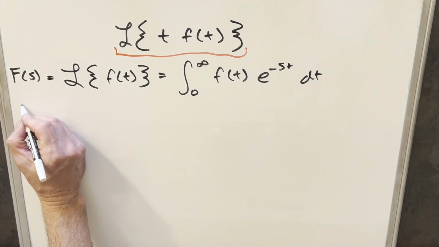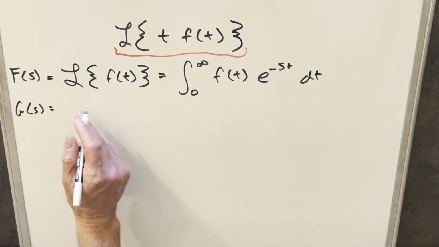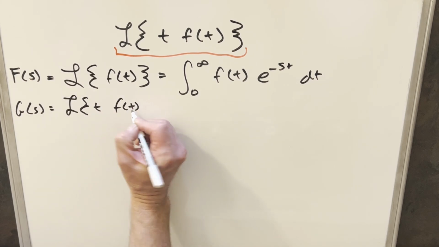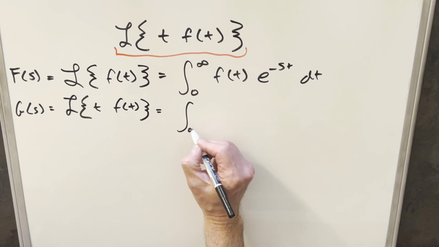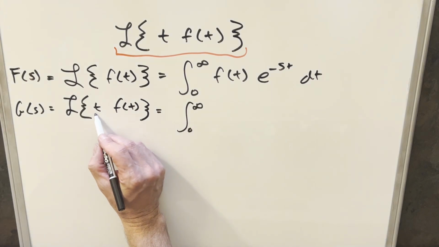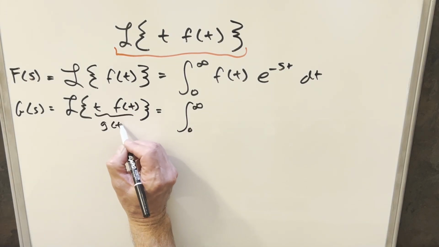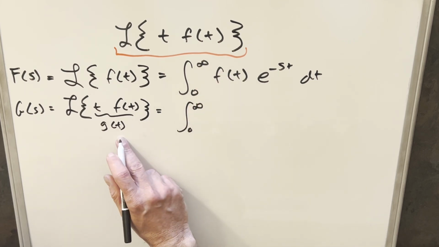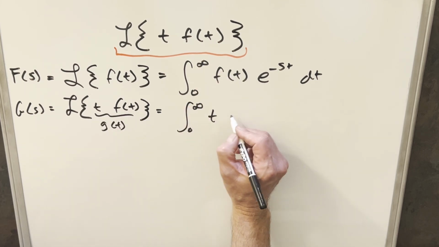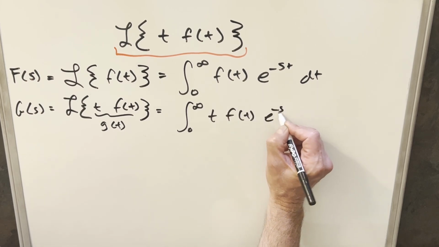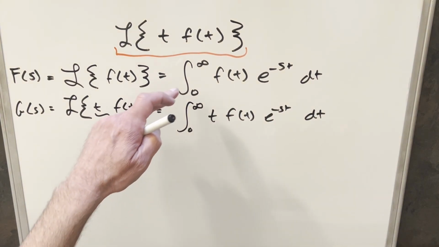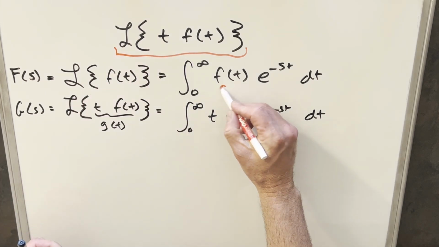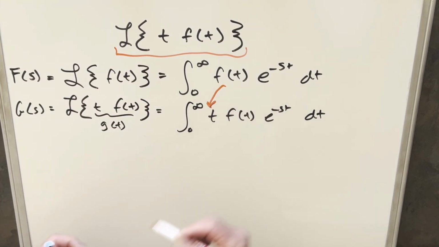I'll use a different letter. We'll call this big G of s, which I'm going to use to be this Laplace transform of t f of t. And so just using the formula, our f of t is now actually g of t for what we want to find the Laplace transform of. So we can just plug this value in here and we get the integral of t f of t e^(-st) dt. And so the reason I started with our original definition is I want to go from here to here. I want to take this formula and somehow create this t right here.